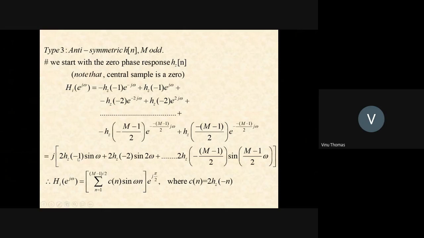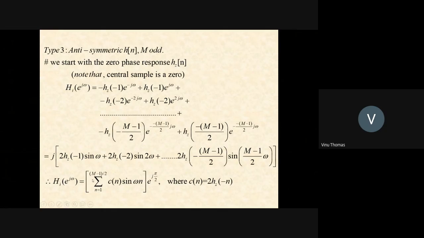So I've chosen to represent this in terms of minus 1. So in terms of hs, 2 hs of minus 1 into sine omega plus 2 hs of minus 2 into sine 2 omega plus etc., up to 2 hs of minus (M minus 1) by 2 into sine of (M minus 1) by 2 omega. We will group it like this. So HI of e power j omega, because it turns out to be purely imaginary, can be written as sigma n equal to 1 to (M minus 1) by 2 of c of n sine omega n into e raised to j pi by 2 radian.